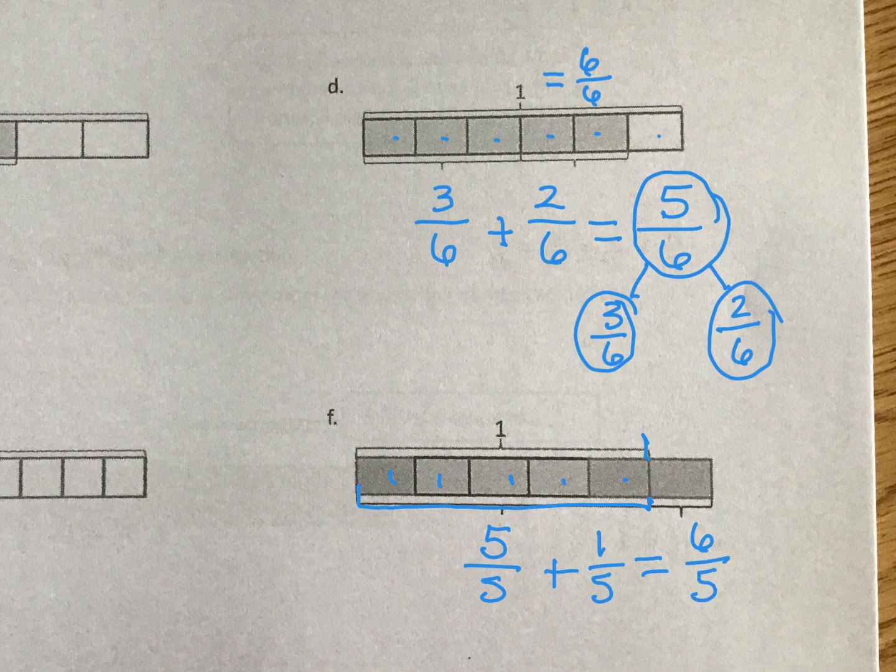Remember what we call this? We call this an improper fraction. We can also write this as 1 whole, which would be 5 fifths, and 1 fifth left over. This would be a mixed number. Okay, go ahead and do your number bond here, 5 fifths and 1 fifth to do your number bond.